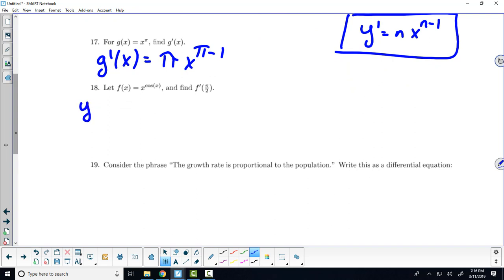So we get y equals x to the cosine of x. So the natural log of y is equal to the cosine of x times the natural log of x.